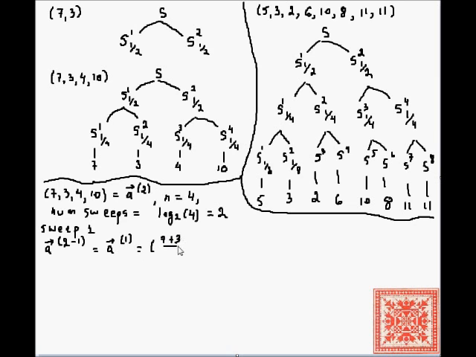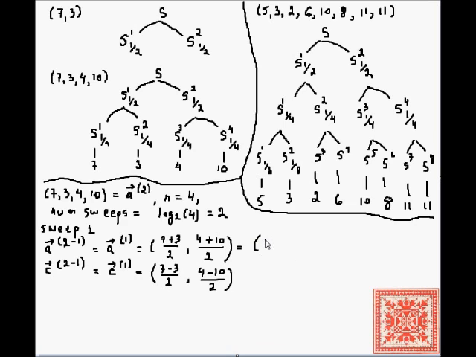So the first sweep is 7 plus 3 over 2, 4 plus 10 over 2. And then the wavelet coefficients, or the C coefficients, at the first sweep are going to be 7 minus 3 over 2, 4 minus 10 over 2. So this is 5, 7, and this is 2 and minus 3.